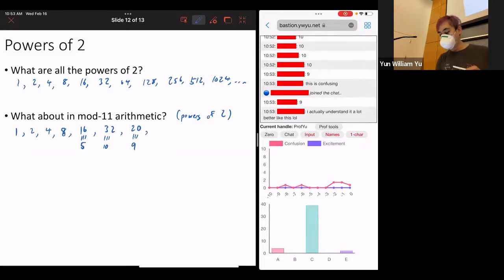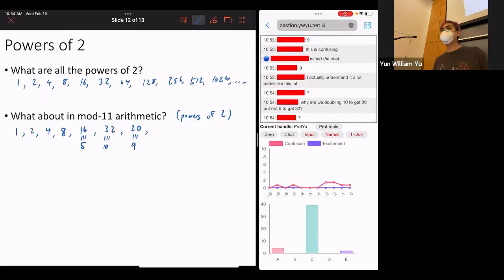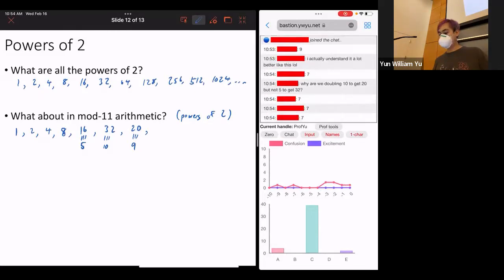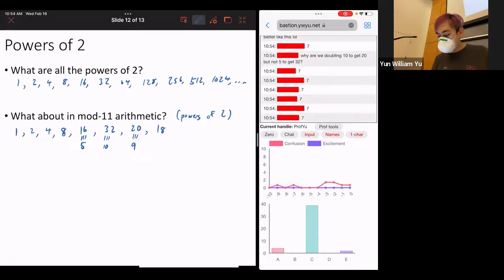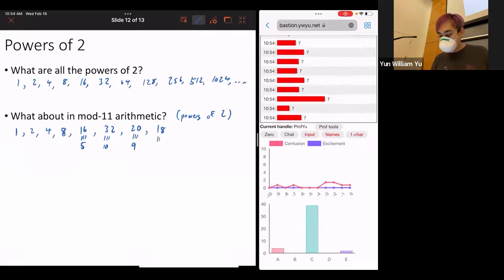So what happens when you double 9? What is 9 times 2 in mod 11? Yeah, it's 7. You notice this is 18. And so that gives you 7.